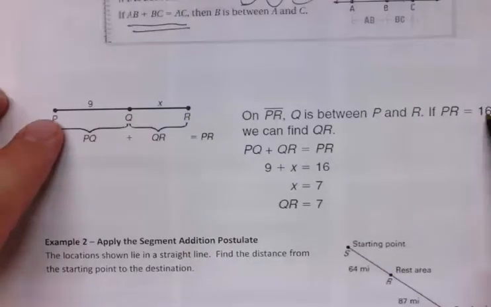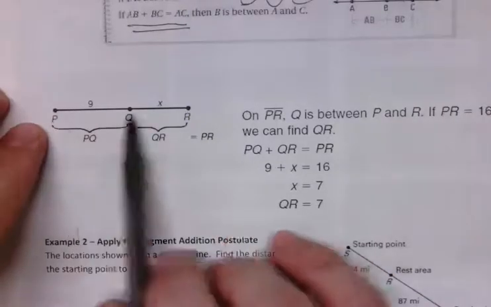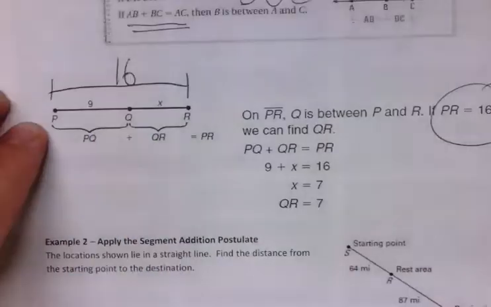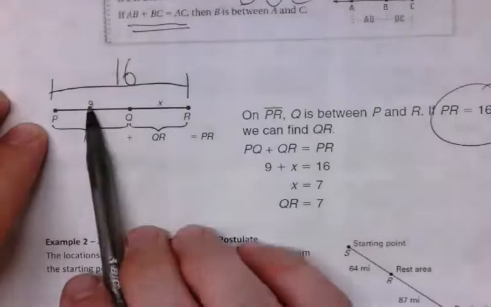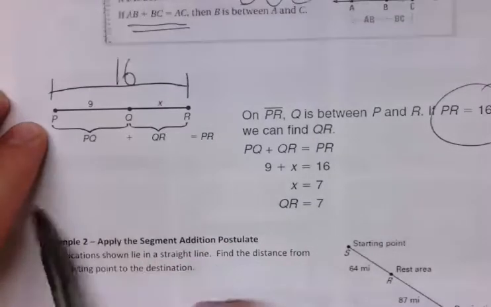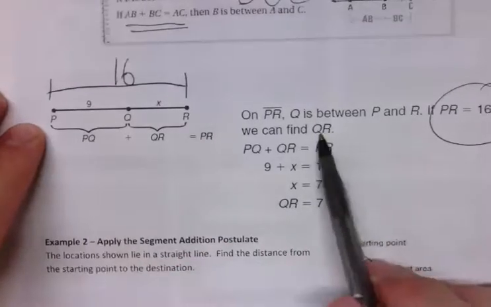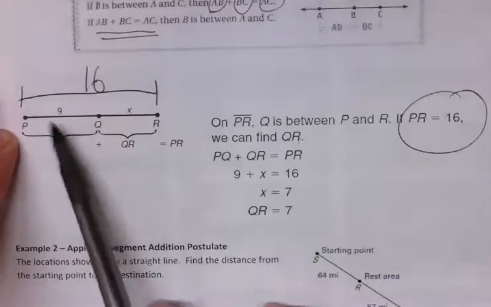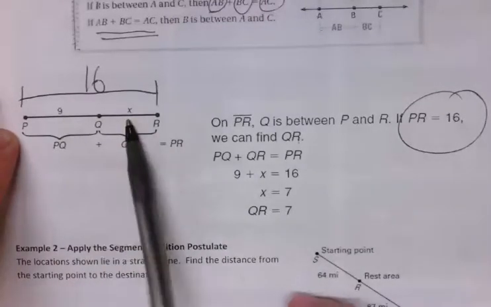Alright, so PR is 16. PR is literally the whole thing. That's 16. They're giving me that. I know PQ is 9 because they gave me that too, and we need to find QR. So when I look at this, I'm seeing that they gave me the big, I know one of the littles, and I have to find the other little.